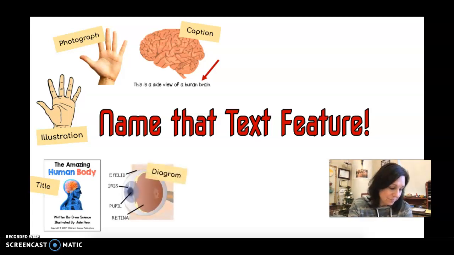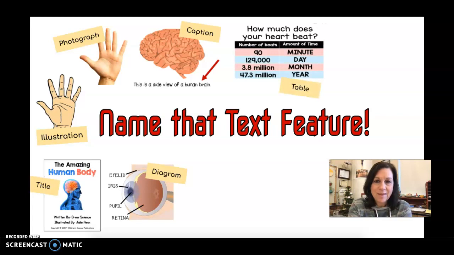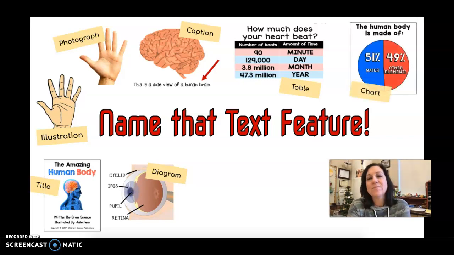A diagram. It shows how processes work. So if you take a look at that diagram, it's of the eyeball. You've got the eyelid, the iris, the pupil, and the retina. Now you have a table. Tables are charts. They organize data in rows and columns. So I have a table and a chart up there, and it's organizing the data. How much does your heart beat? The human body is made of. And it talks about those things. It's giving you a visual to look at.